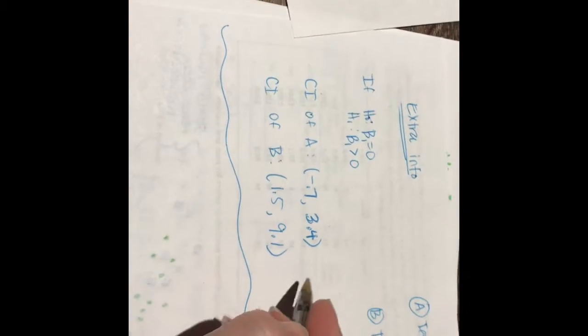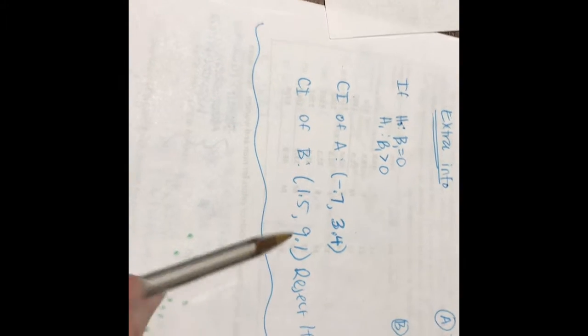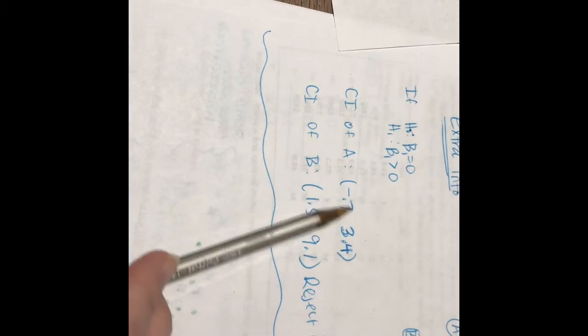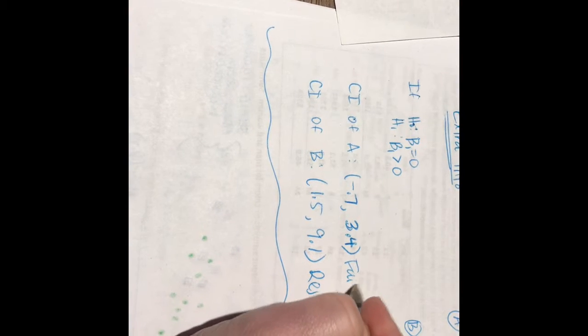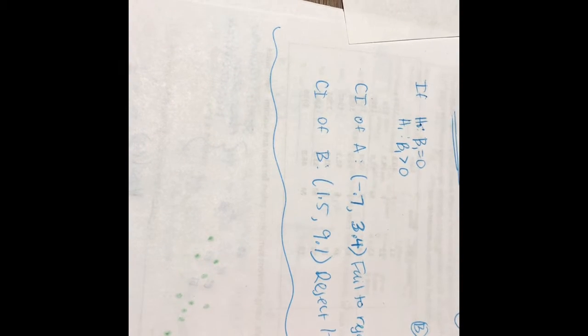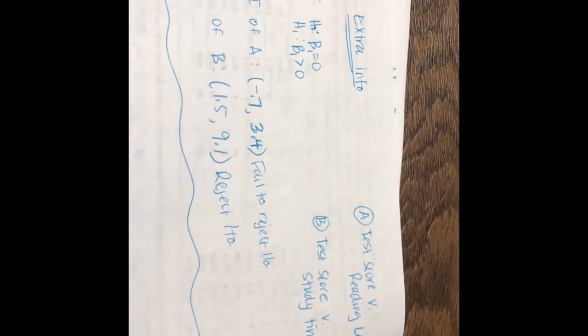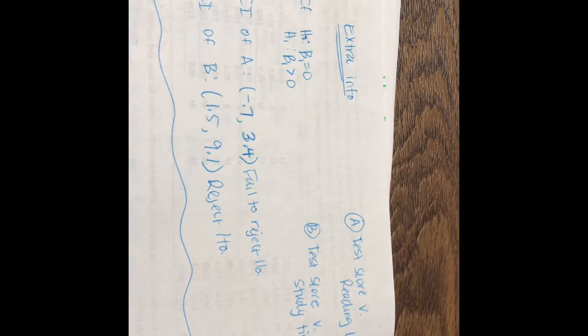We would reject the null here because we're confident the slope is somewhere between positive 1.5 and positive 9.1. Here, you see 0 couldn't be included, so you would fail to reject. So what does that mean? What's the better predictor of your test scores? And it'd be study time. Study time has a better relationship on test scores.